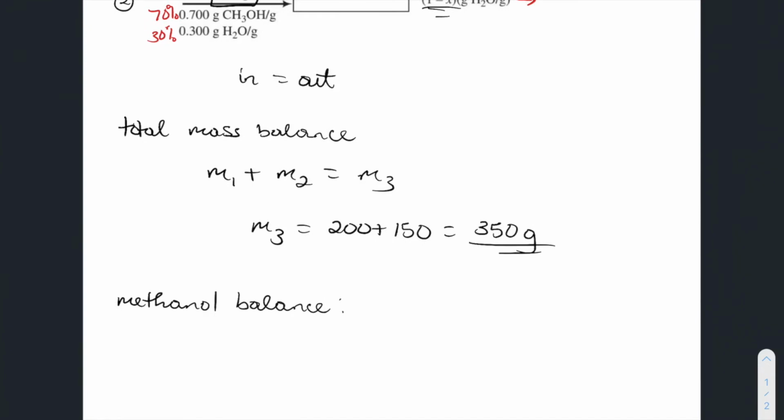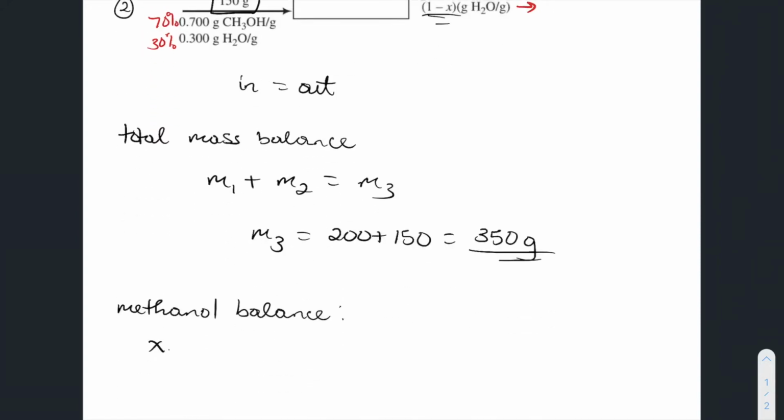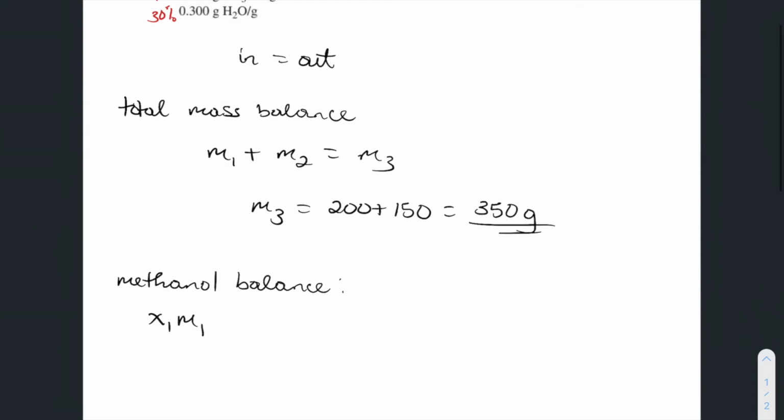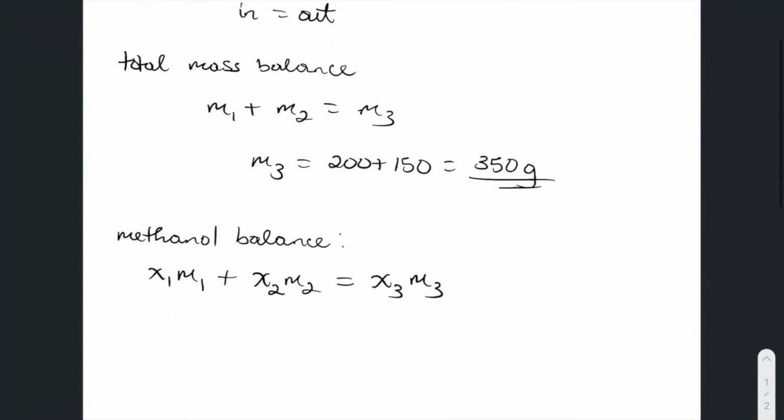So if you do a methanol balance, this is the mass fraction of methanol in the first stream times the total mass of the first stream, plus the mass fraction of methanol in the second stream times the total mass of the second stream. That's all the methanol that goes in, and the methanol that comes out is exactly the mass fraction of methanol in the third stream times the total mass of that third stream.